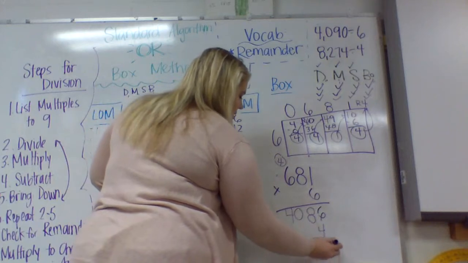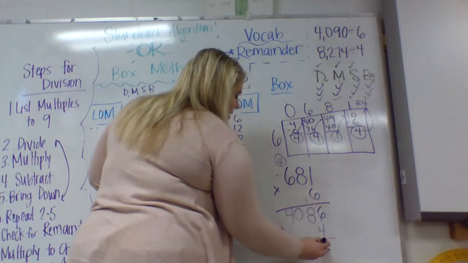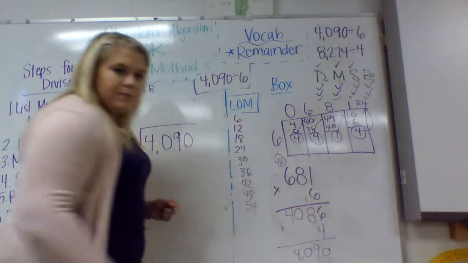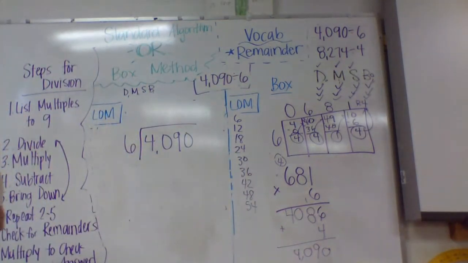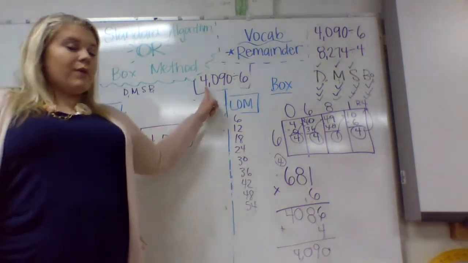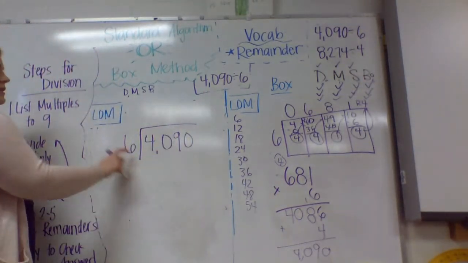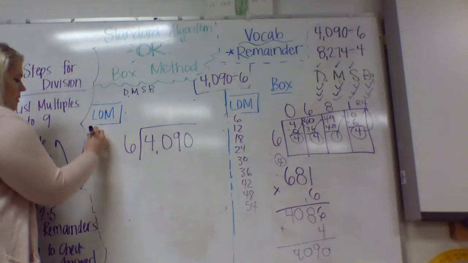6 plus 4 is 10. 1 plus 8 is 9. 0 and 4. 4,090 is what I got, and that is what my original dividend was. We're going to try it over here, standard algorithm. I'm going to list my multiples.